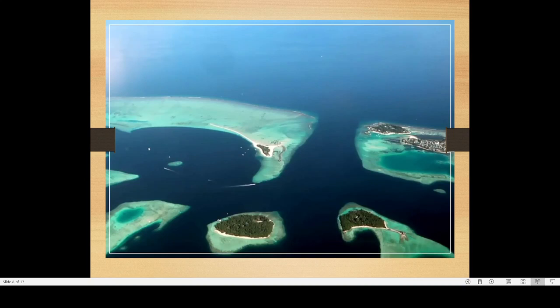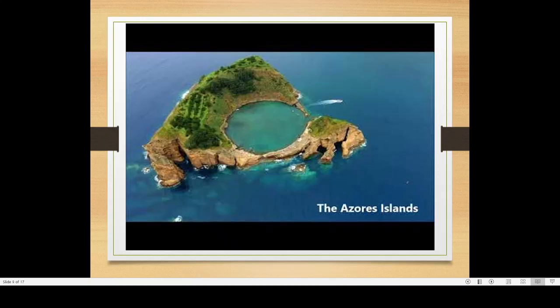So these are also oceanic islands. So we have this Maldives island, which is an oceanic island. Lakshadweep is also an oceanic island. Then here also is another oceanic island known by the name Azores. Azores is very far from the African continent. It's also a small island.